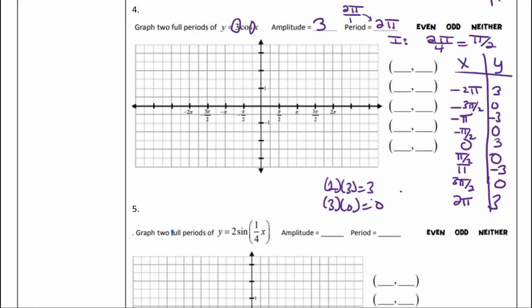So now we can go ahead and graph it. So at -2 pi, we have value of 3, then 0, -3, 0, 3, 0, -3, 0, and 3. We can go ahead and graph this. That part, oh no, we erased the whole thing. Okay, let's do it again.